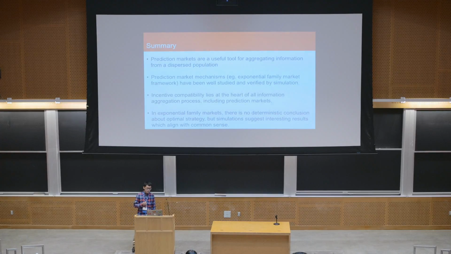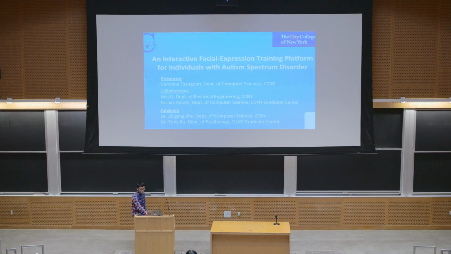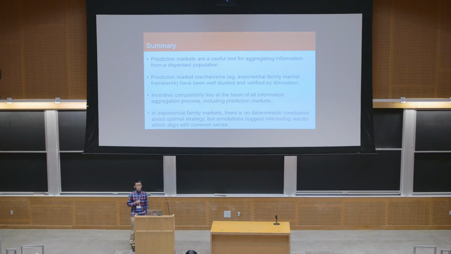Our project basically showed that you cannot find a deterministic result, like an all-time best strategy that is either the honest strategy or some other strategy. We showed that there are no all-time optimal strategies. But our simulation shows some pretty interesting results that align with our intuition, and that suggests a next direction of research: to investigate how this kind of stochasticity impacts the traders' optimal strategies. That's what we'll work on later.